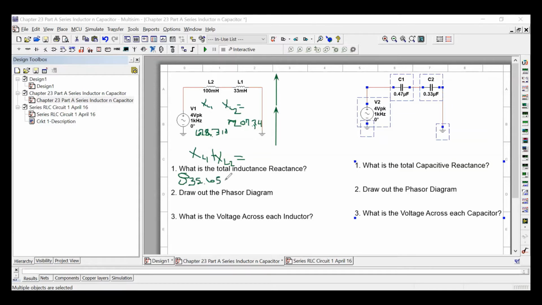Or yeah, you just say 836. Yeah, that's good. Okay, I'll draw out the phasor. So this is going to be XL2, the shorter one. And this is going to be the longer one, XL1. So you notice that if we take these two phasors and add them together, we get XL total. So that's how you get XL total.